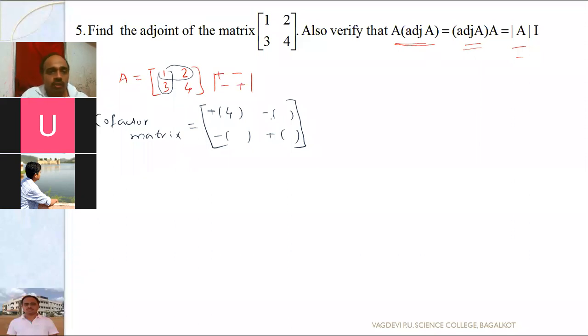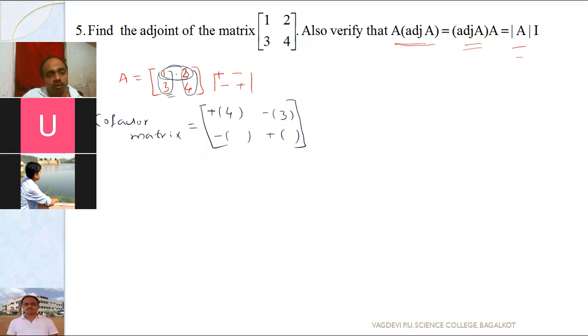So next what? Next minus of, you have to write the minor of 2. Minus of that minor, right? So if you delete this row and delete this column, what is left? I'm left with 3. 3 is the minor. Minus of 3 is the cofactor. So directly you can write like this.